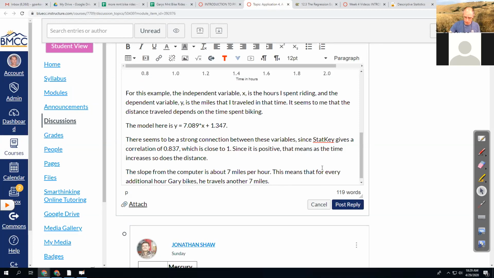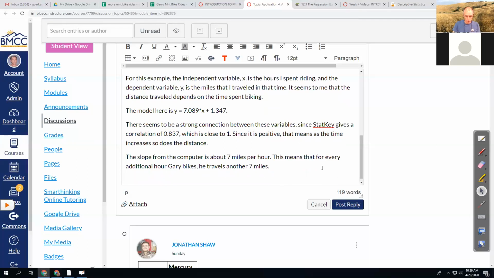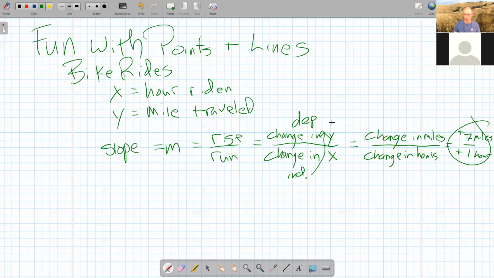Okay, I also need to interpret the y-intercept. So that key claims that the y-intercept, and y-intercept is also known as an initial value, is about 1.347. All right, now back to my notebook to puzzle out what that number means.